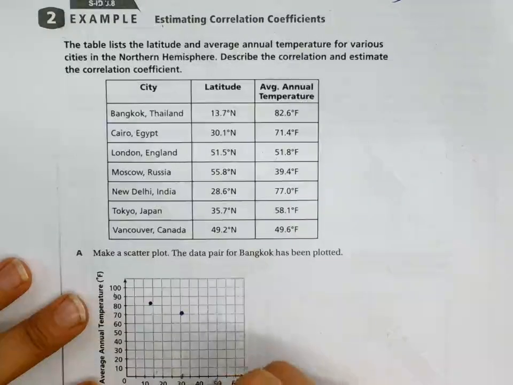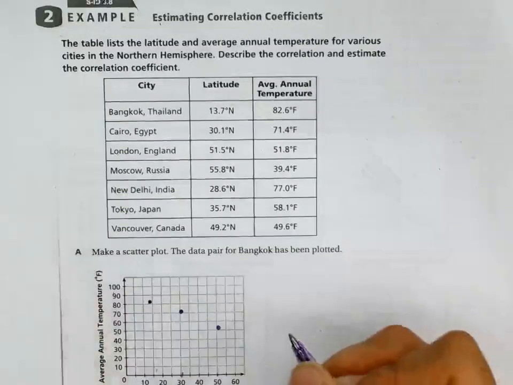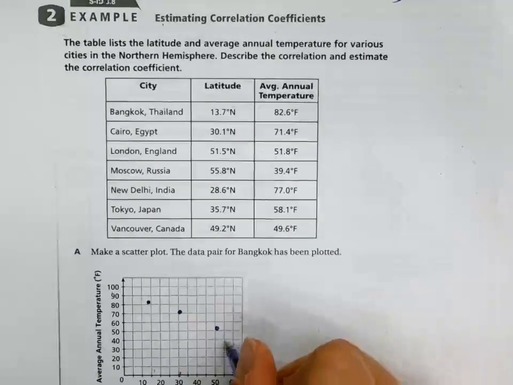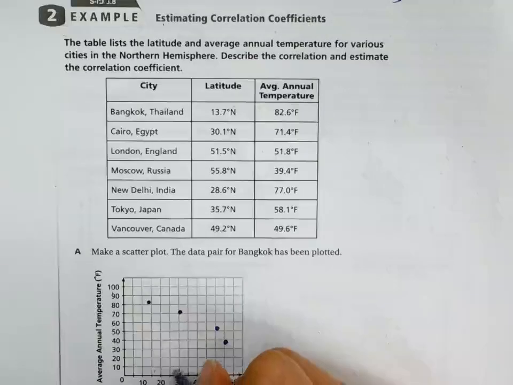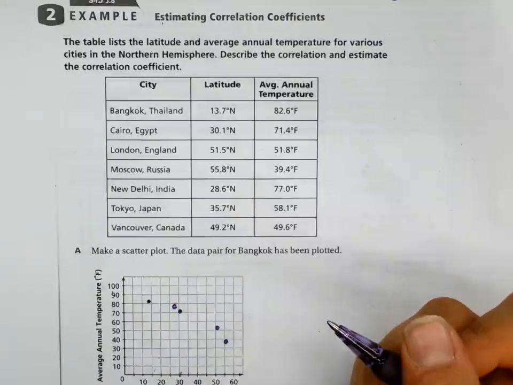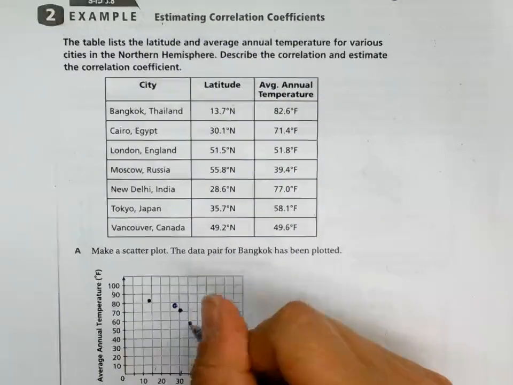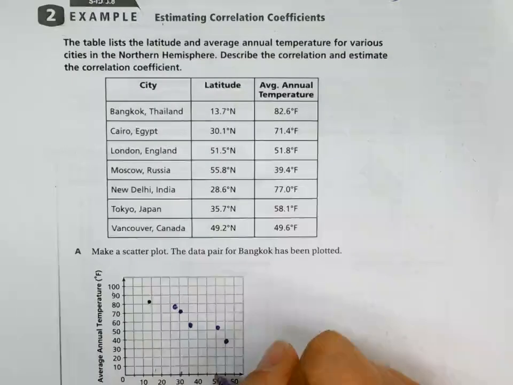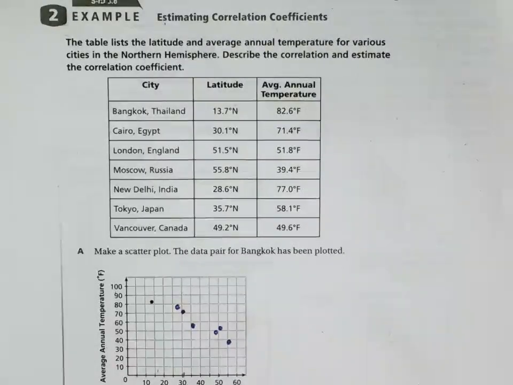51.5, 51.8, 55.8, 39.4, 28.6, 77, 35.7, 58.1, 49.2, 49.6. All right, so I plotted all those points.